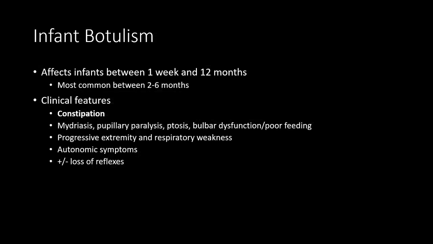Quickly, I'll talk about infantile botulism. This is another thing that pediatric neurologists will see, although it's rare. Most commonly affects infants between ages 2 to 6 months. Patients universally present with constipation and progressive weakness that tends to affect the cranial nerves and bulbar muscles first.